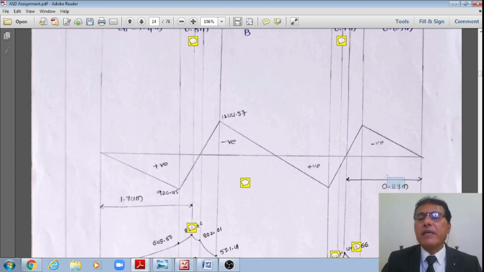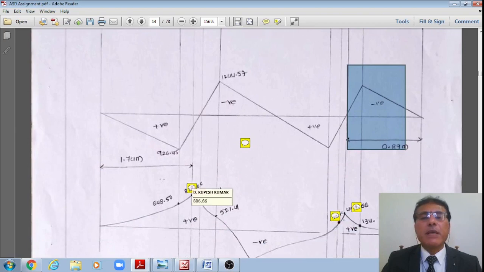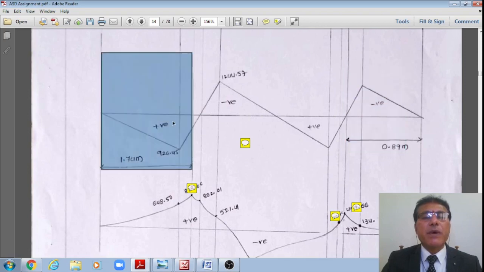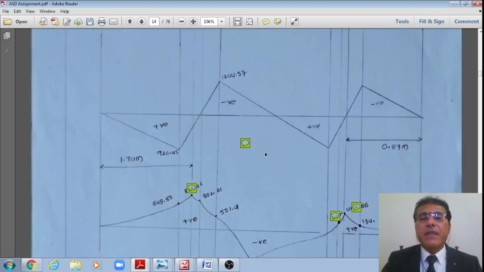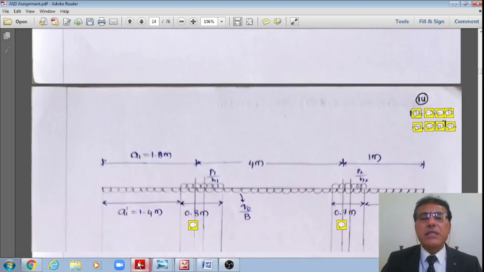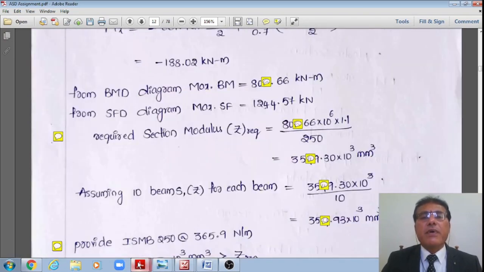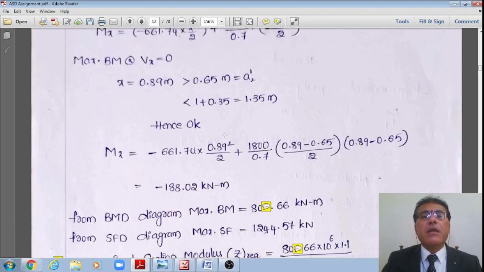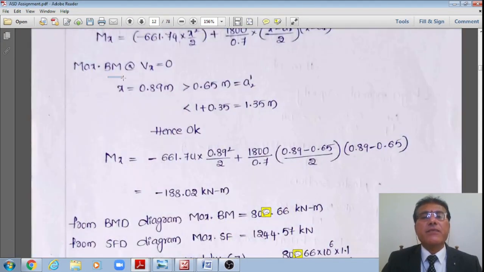This is 0.89. At this section you get the maximum bending moment. In the previous case I got the maximum bending moment at a distance of 1.74 meter from the left hand side section, whereas this 0.89 is from the right hand section. Now I am checking: this x of 0.89 is greater than 0.65 meter, which is a2 prime, and it's also less than the upper bound value of 1 plus 1.35.